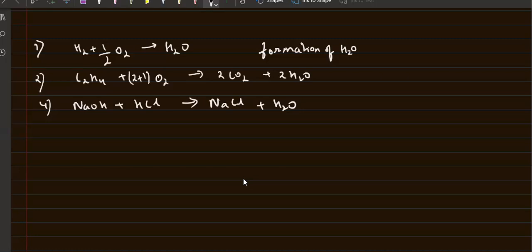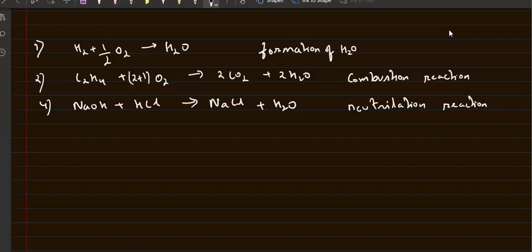Okay. What about the second reaction? Yes, very good. So the second reaction is a combustion reaction. What about the third reaction? Yes, very good. So the third reaction is a neutralization reaction. Agree? Everyone is getting this?